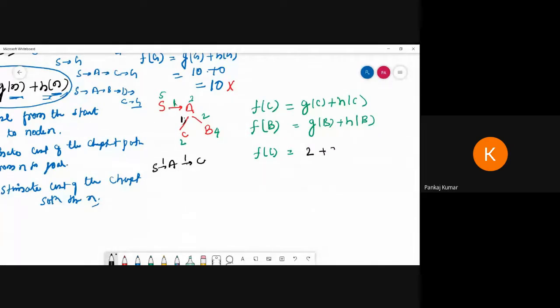2. It gives 4. Now I am going to calculate the function of B. So S to A to B. S to A is 1 and A to B is 2. So it will be 3 plus 4, so it will be 7. So now understand this path will be discarded. So I can explore S to A and A to C.